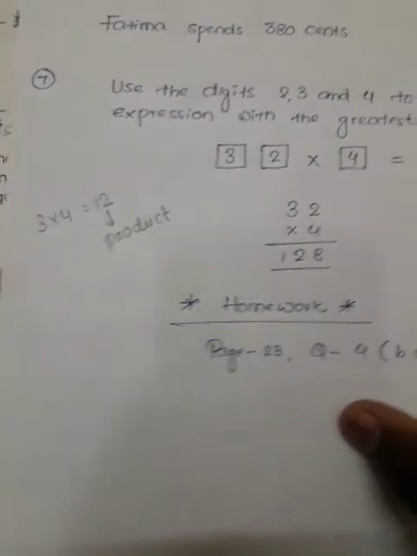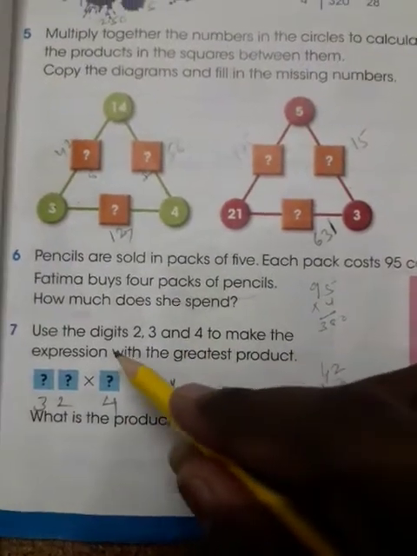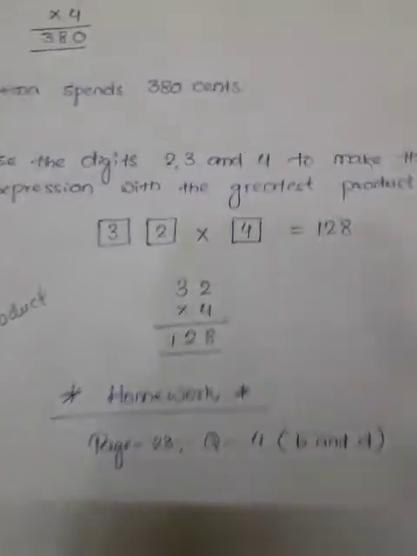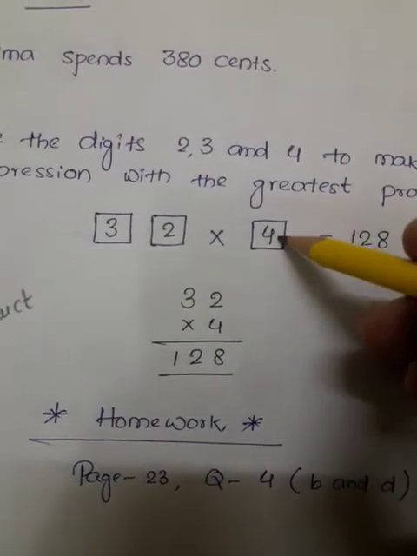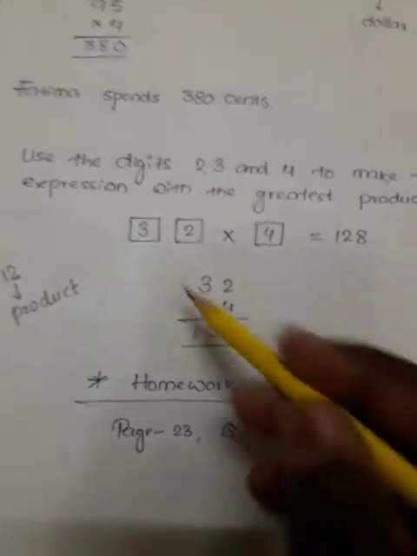So how do you get the biggest product? Just look at 2, 3 and 4. Which is the biggest number? 4. So write 4 here, because we have to multiply with the 4. Then the remaining 2 and 3. So 23 and 32. Which is the bigger number? 32. So write 32.